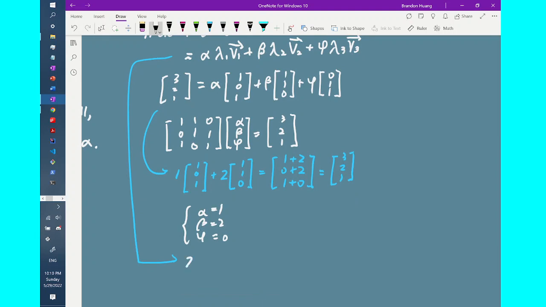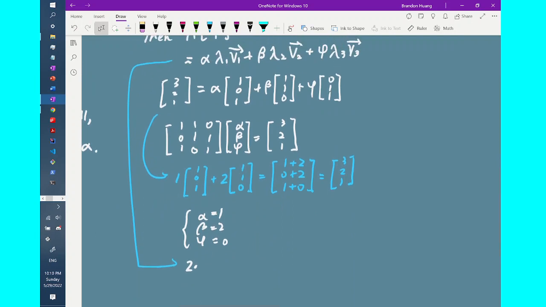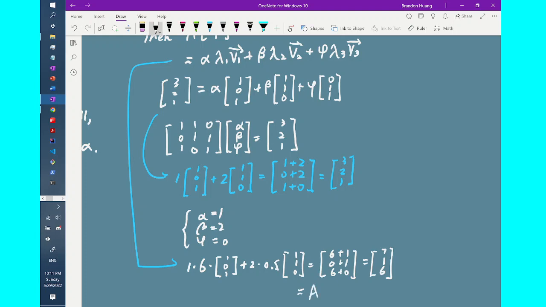So this will be equal to 1 times, and then I know that the eigenvalue lambda 1 is equal to 6, so this is 1 times 6 times the first eigenvector plus, and then I know that beta is equal to 2, but lambda 2 is equal to 0.5, so 2 and 0.5 cancel out to be 1, and then since I'm never using the third eigenvector as my component in the linear combination, I'll just give it up. And so now I get this vector, which gives me (7, 1, 6). And this is going to be equal to A times (3, 2, 1).